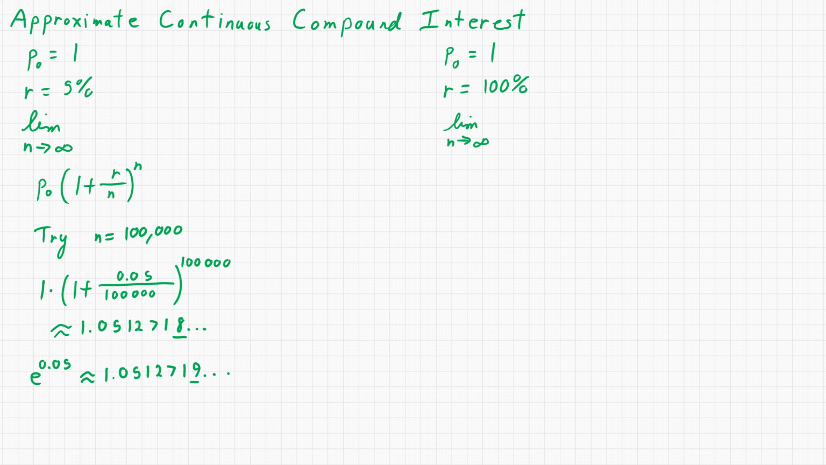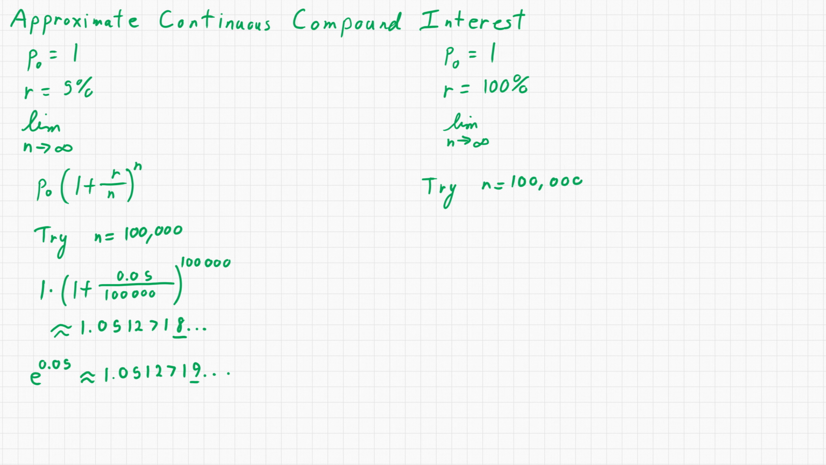Well, okay, so this is e to the 0.05 power. Well, what if we just want e by itself? That would be e to the 1. And that's why I've written here, instead of using a rate of 5%, if we use a rate of 100%, then that's going to end up with an approximation for e to the first power, so just the number e. So again, we can't plug in n equals infinity, so we're just going to try n equal to 100,000 again.